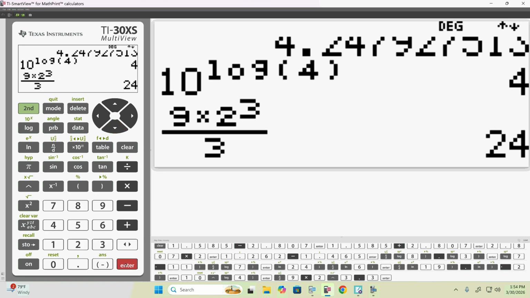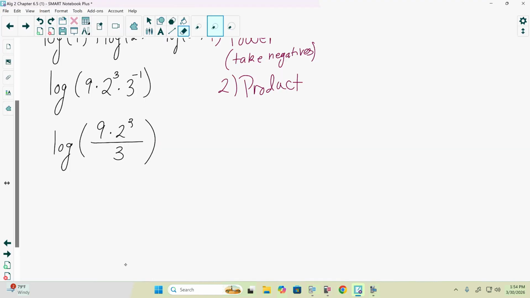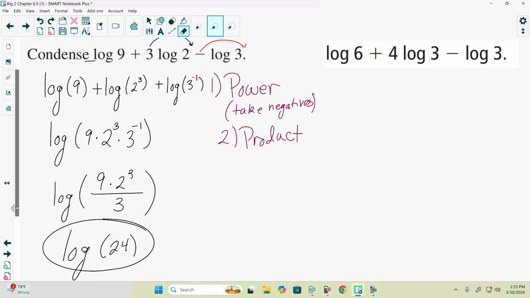24. 2 to the third is 8. 9 over 3 is 3. 8 times 3 is 24. Log of 24 does not reduce nicely to an integer. So we'll just leave it as log of 24. Question on this here. Be ready for the next one.